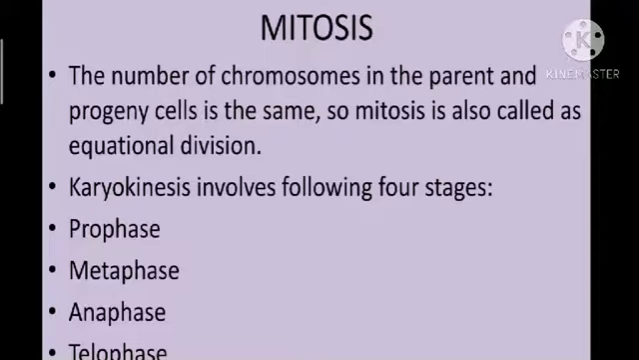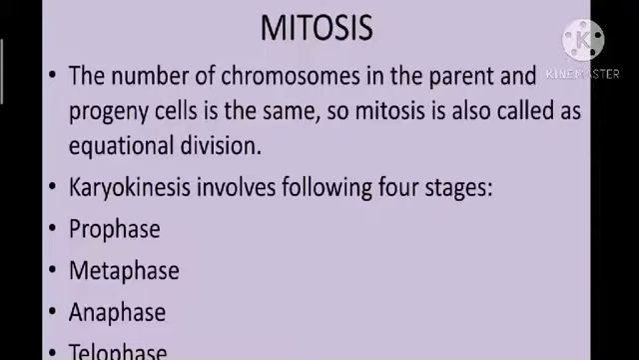Mitosis is also said to be equational division. Why is it said to be equational division? Because when the cell divides, it divides in such a way that the chromosome number is kept the same in the daughter cell as that of the parent cell. So the daughter cells are quantitatively as well as qualitatively similar in genetic material to the parent cell. That is, the number of chromosomes in the parent cell as well as the daughter cell or progeny cell is the same. So mitosis is also called equational division.